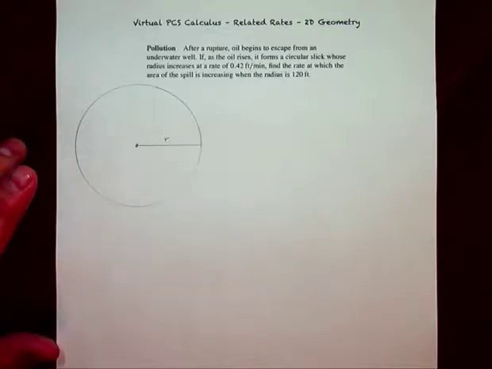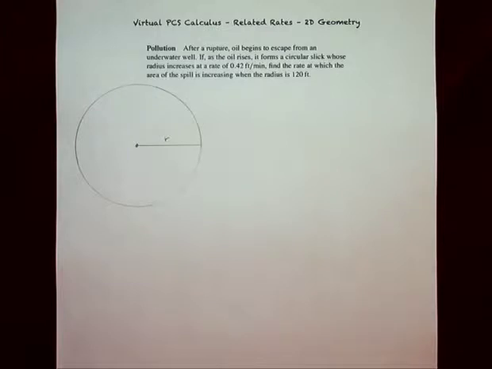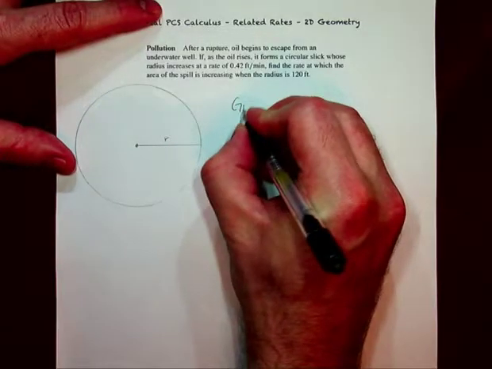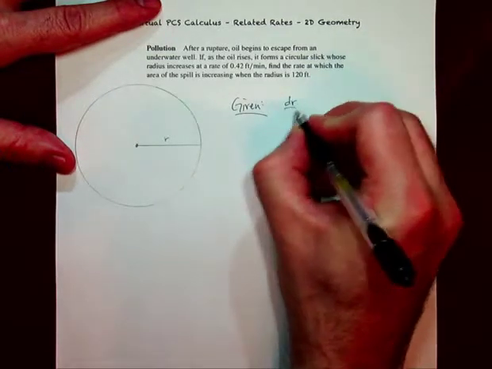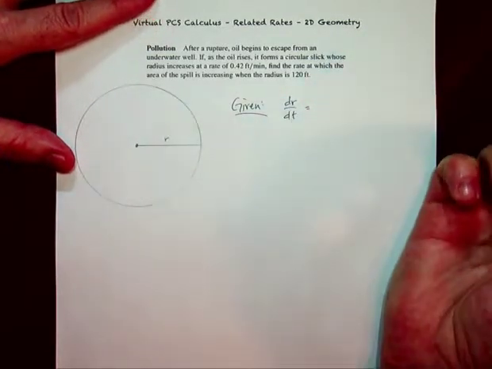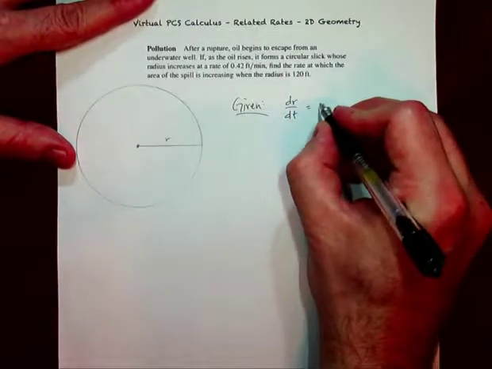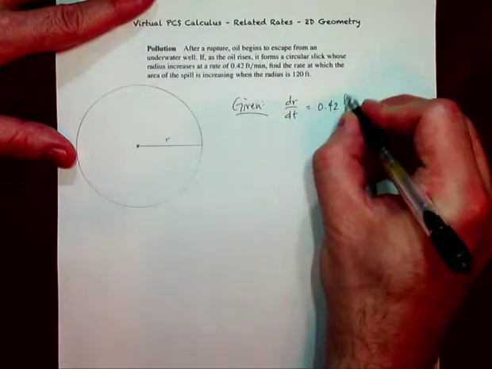So, after a rupture, oil begins to escape from an underwater well. If, as oil rises, it forms a circular slick whose radius increases at a rate of 0.42 feet per minute, hate decimals, find the rate at which the area of the spill is increasing when the radius is 120 feet. Okay, so we are given certain information. That information is the fact that the radius is increasing, right? And it's increasing, dr/dt, at a rate of positive 0.42 feet per minute.